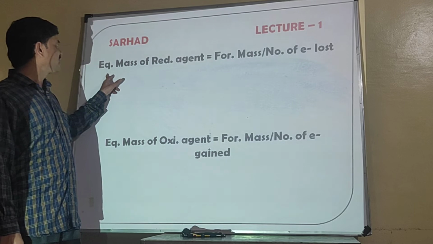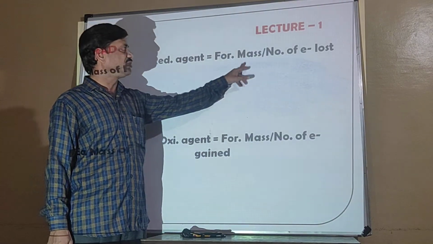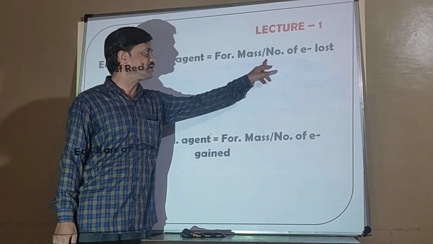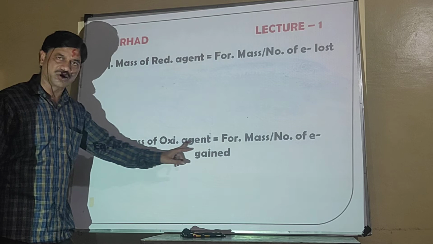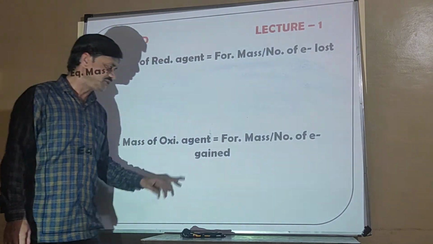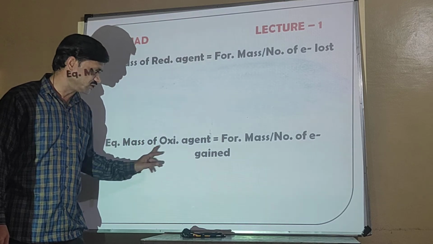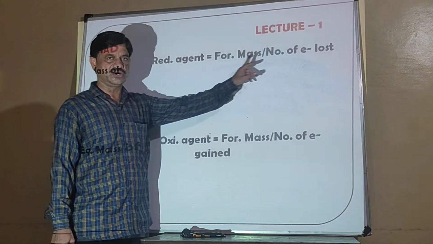So in order to find the equivalent mass of reducing agent, what is the relation? Formula mass is to be divided by which factor? Number of electrons lost. And what about the equivalent mass of oxidizing agent? Formula mass is to be divided by the number of electrons gained, because it undergoes reduction. Here the reducing agent undergoes oxidation.